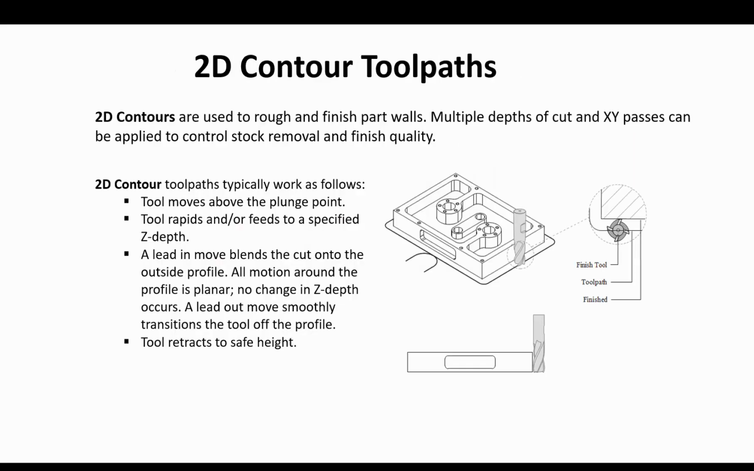2D contours are used to rough and finish part walls. Multiple depth of cuts and XY passes can be applied to control stock removal and finish quality. 2D contour toolpaths typically work as follows. Tool moves above the plunge point. Tool rapids and/or feeds to a specified Z depth. A lead-in move blends the cut onto the outside profile. All motion around the profile is planar. No change in Z depth occurs. A lead-out move smoothly transitions the tool off the profile. Tool retracts to safe height.